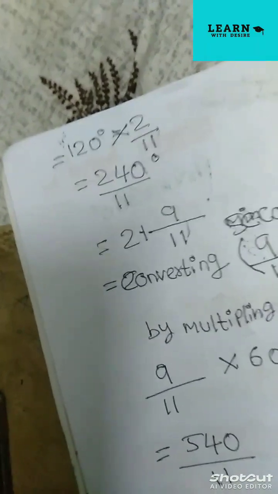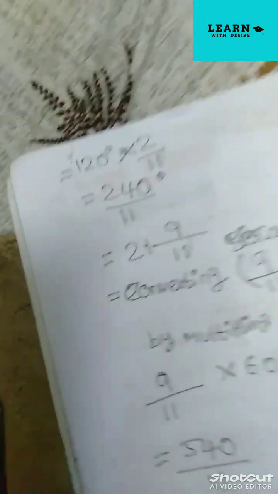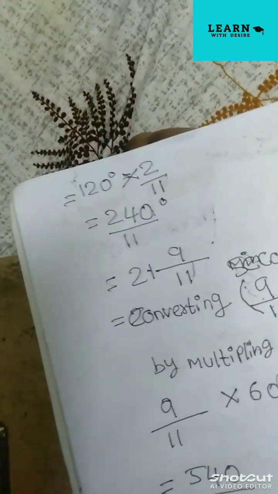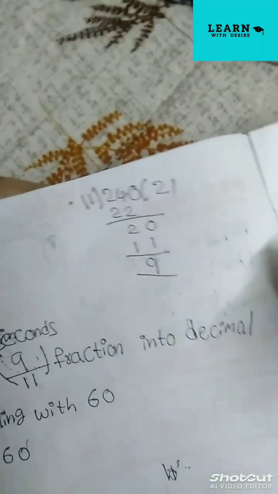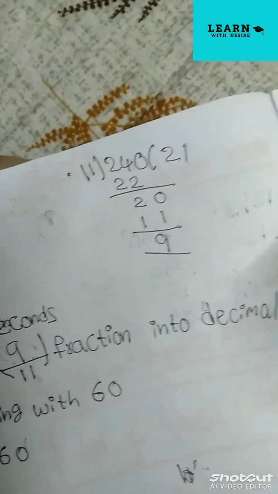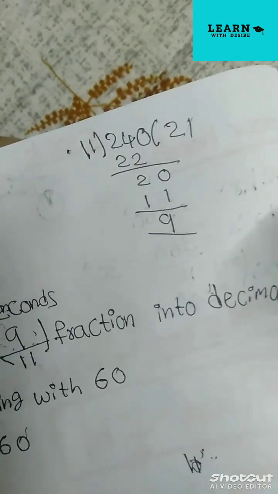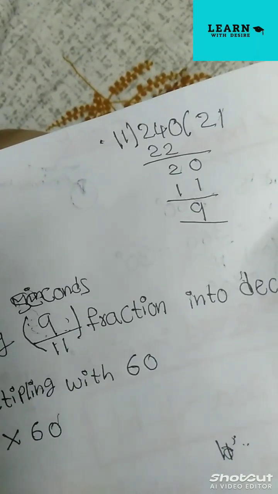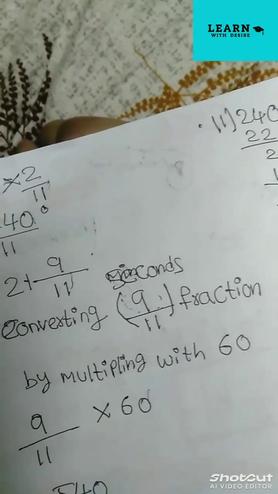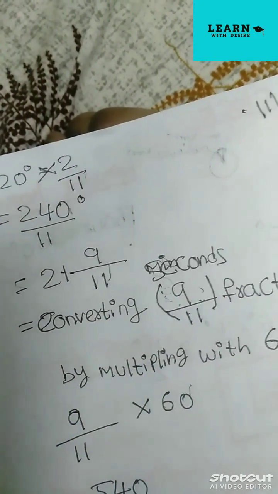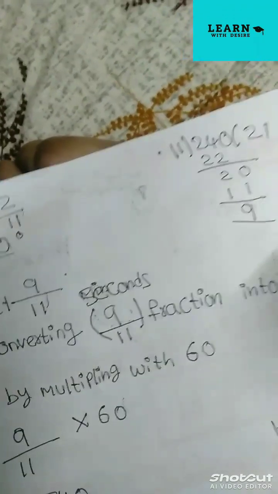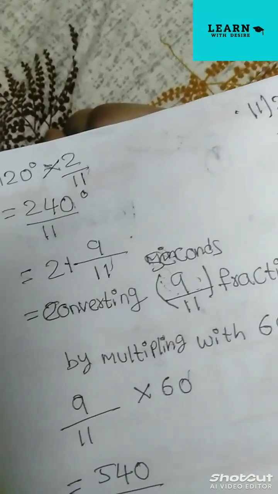Multiply 2 by 11 into 120. Then we get 240 by 11. If we divide 240 by 11, we get the quotient 21 and the remainder 9. We have to write it in mixed fraction format, that is, the quotient comes as the whole number, the remainder as the numerator, and the divisor as the denominator.